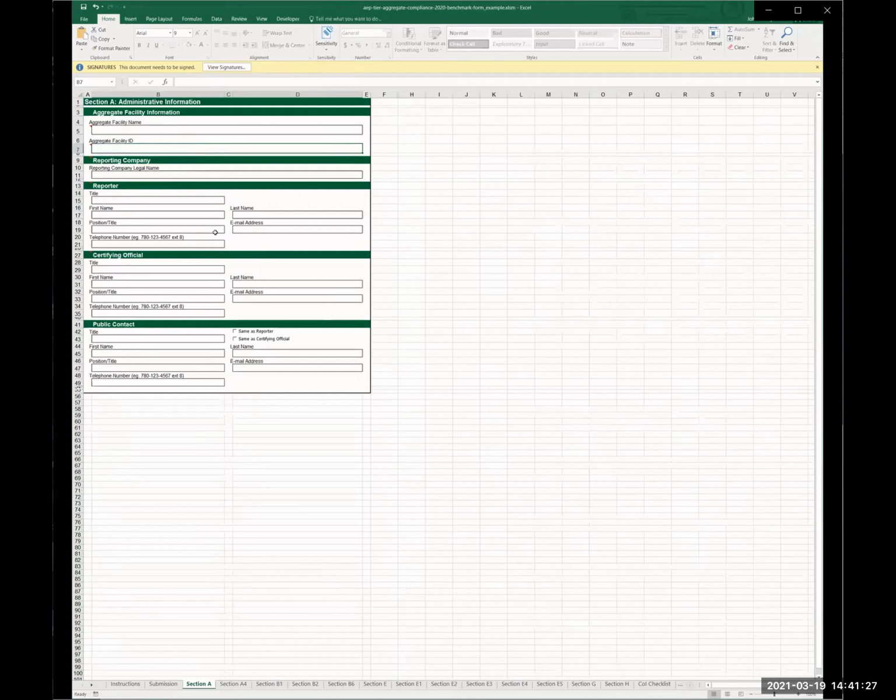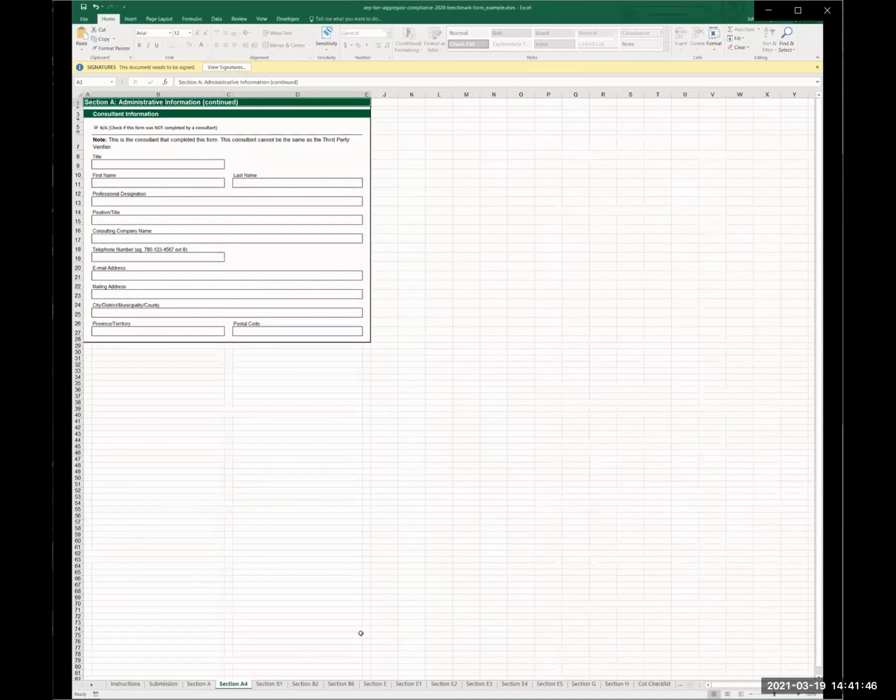Information is also collected on the role of reporter, who completes and typically submits the form, the certifying official, who is signing off on the contents of the form, and the public contact for the facility. The next tab, Section A4, is provided for a case where the facility has chosen to have an external consultant complete the compliance form.